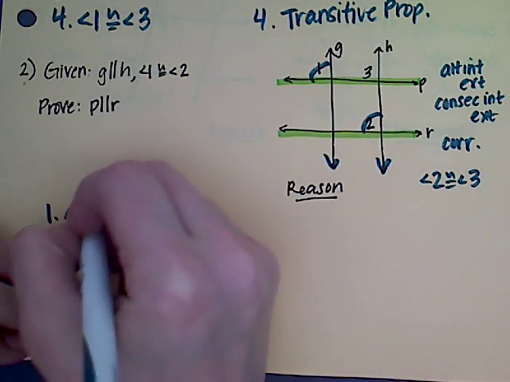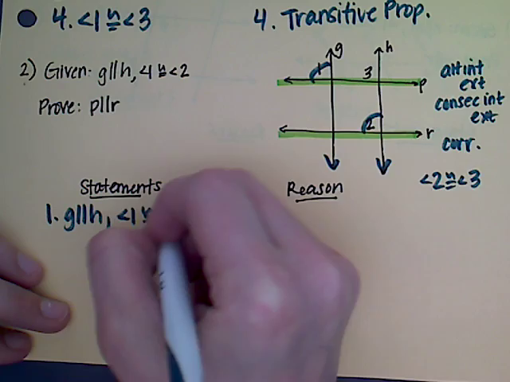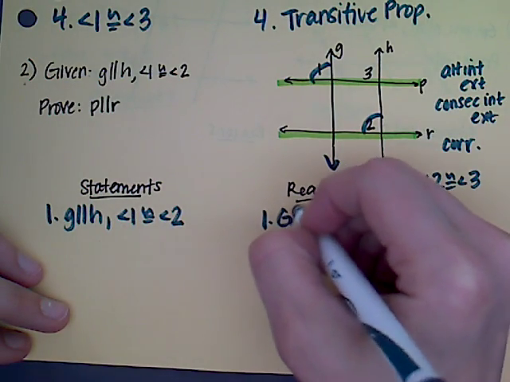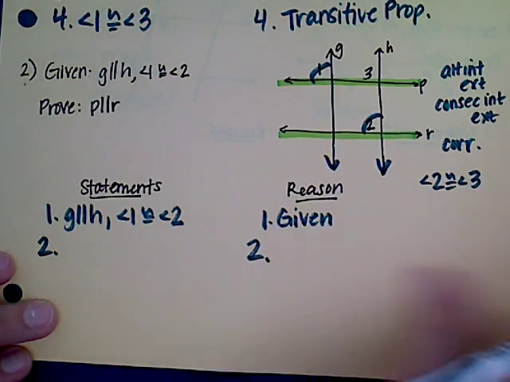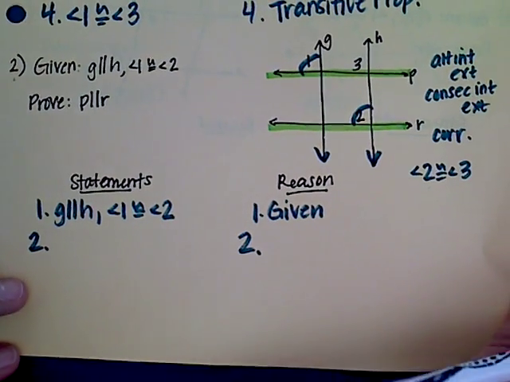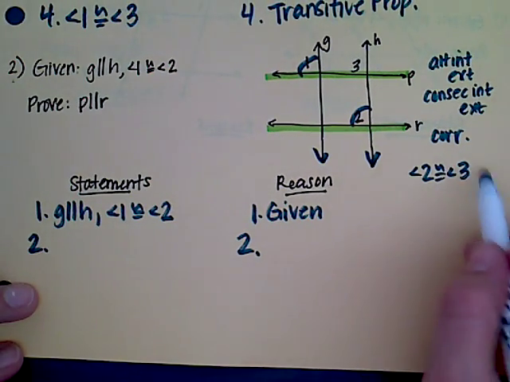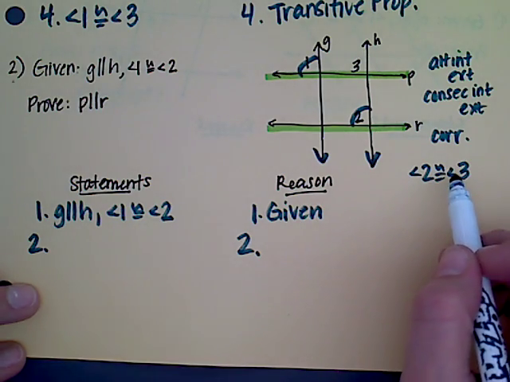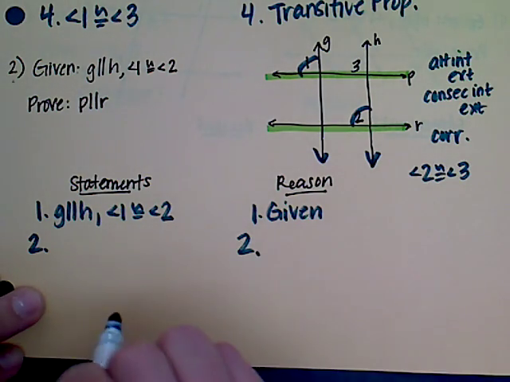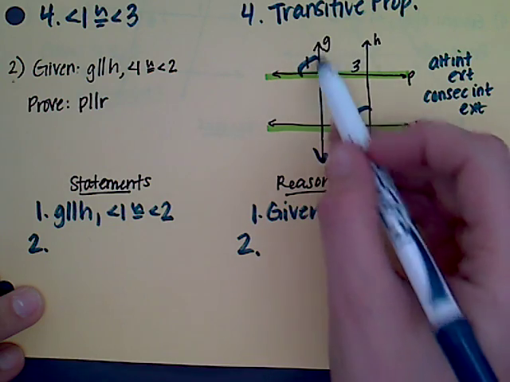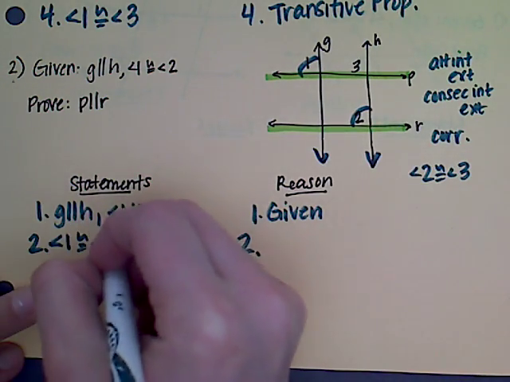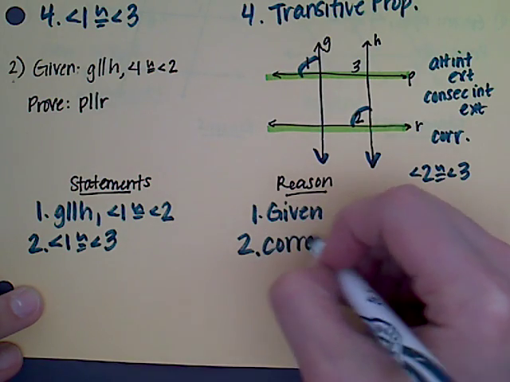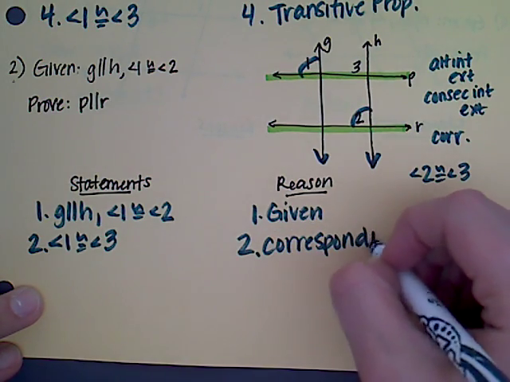So we're given that G is parallel to H, and angle 1 is congruent to angle 2, and that is given. So we know 1 is congruent to 2, and we know eventually we need to say that 2 is congruent to 3. So this works a lot like proof number 1 did. We know because G and H are parallel, 1 is congruent to 3. And that is because they are corresponding angles.